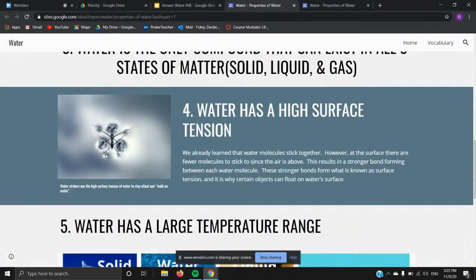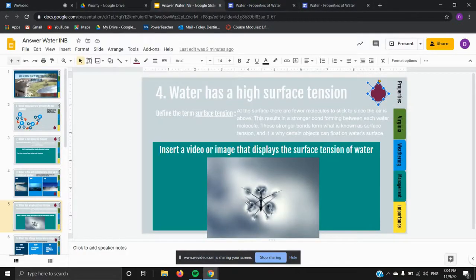So if you were to go to the website, you would see that you scroll down to here, there's a little water bug. It's called a water strider, and due to the water's high surface tension, it is able to skid across the water. There are other organisms that do this. You could also have used other examples besides this one.